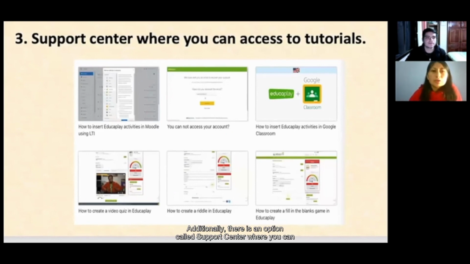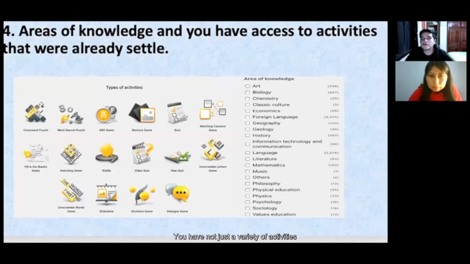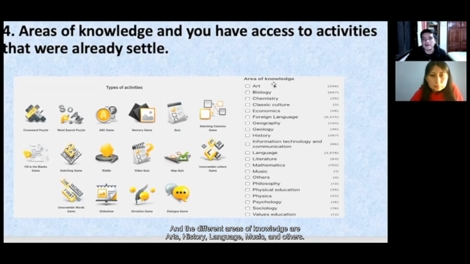Additionally, there is an option called Support Center where you can access tutorials, and in that way you can realize if the task or the activity is according to the main objective of the class. You have not just a variety of activities, but also several areas of knowledge. The activities you can check are memory game, ABC, word memory, matching game, and the different areas of knowledge are art, history, language, music, and others.